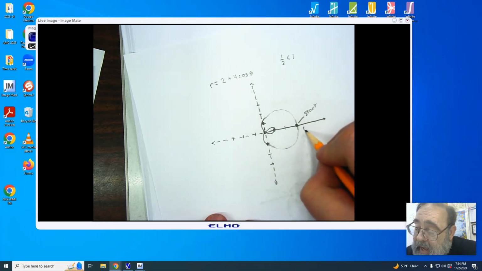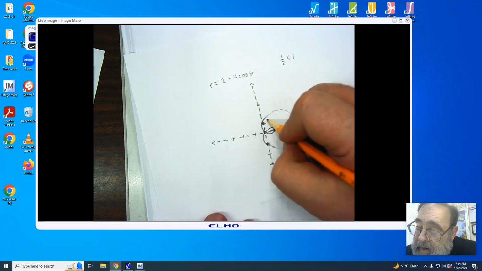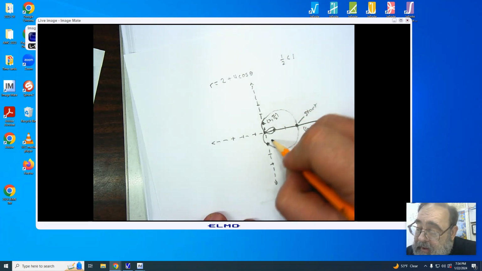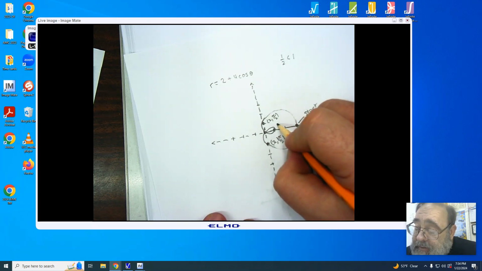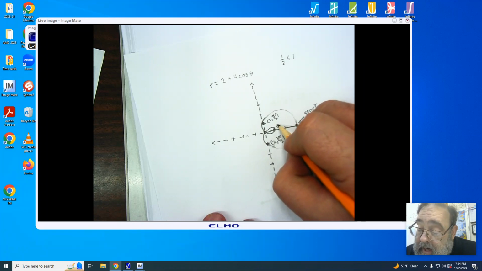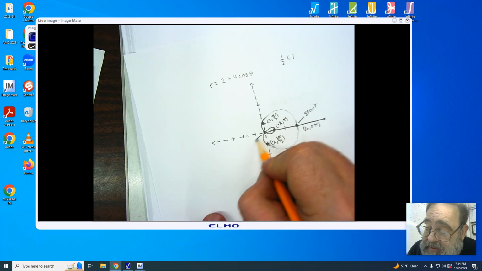Now, when we plot the points, we started here. This happened to be our 6, 0 pi. We have a 2 at pi over 2. We had a 2 at 3 pi over 2. And therefore, we're looking at our -2 at pi.